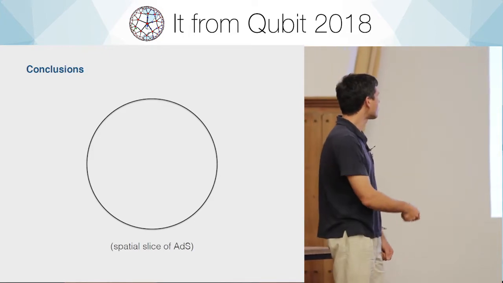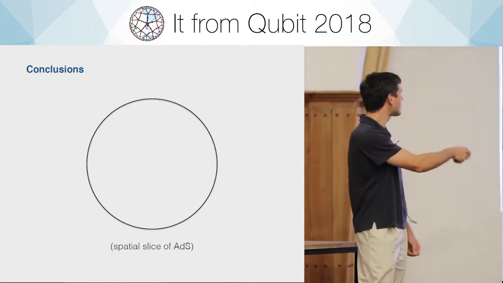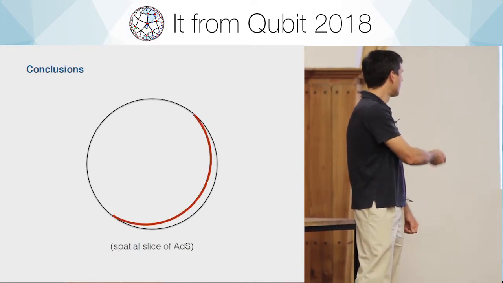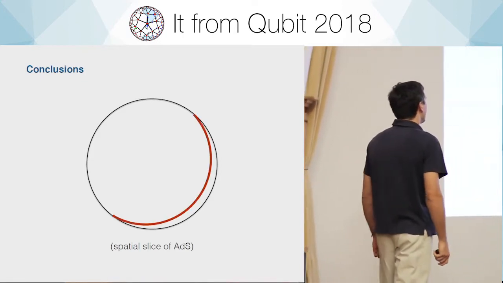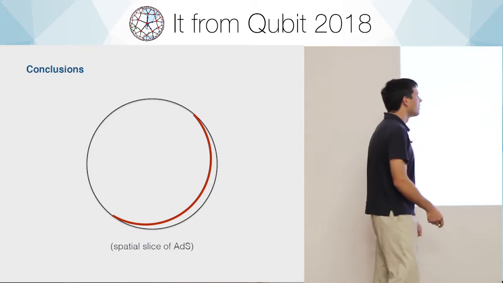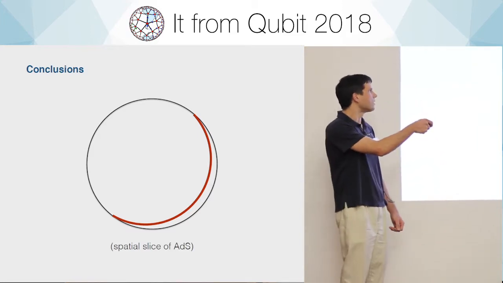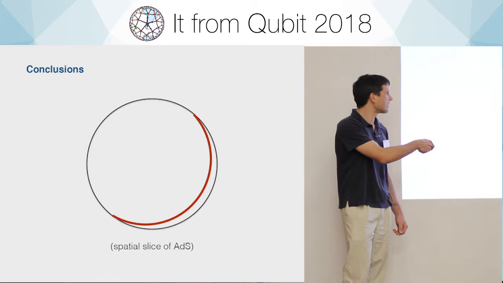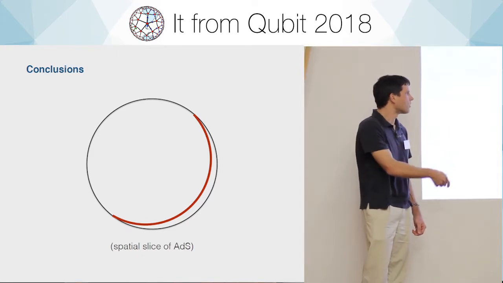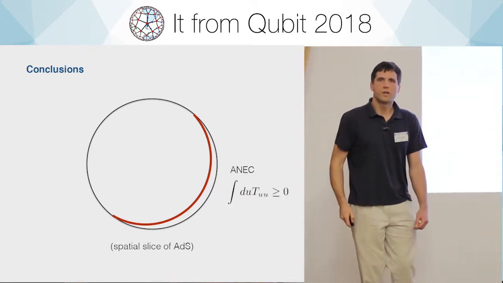We draw some conclusions on this spatial slice of AdS here, so I'll be brief. The points that I made are, first of all, that causality in the light-like limit, which is causality in a limit where probes hug the boundary, gives you the average null energy condition.